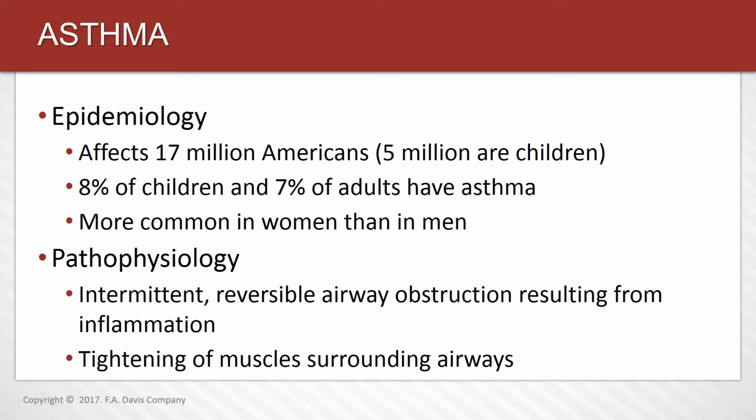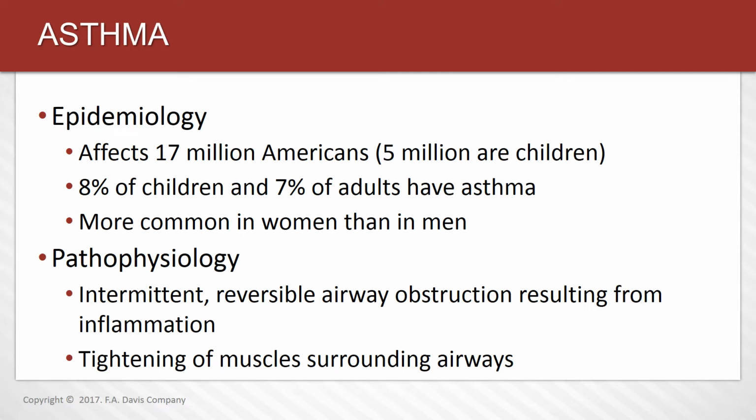Next slide. We'll start with our first condition, and here we're talking about asthma. Asthma affects about 17 million Americans, and about 5 million of them are children. 8% of the children and 7% of adults have asthma. It's more common in women than in men. The risk for death from asthma increases with age. Some of the risk factors include family history, eczema, and the presence of allergens such as rhinitis.